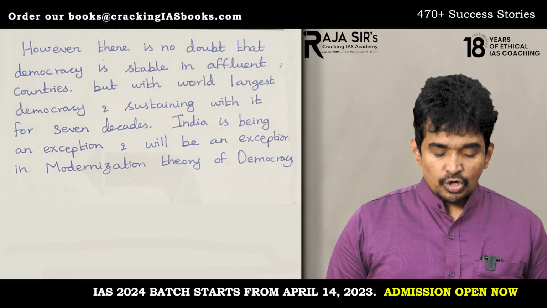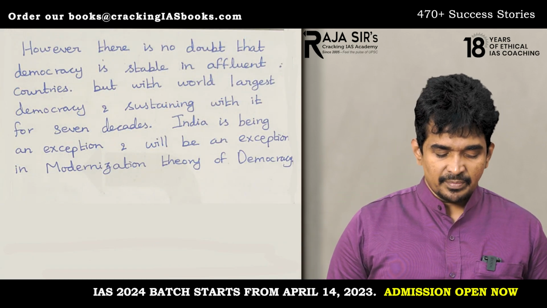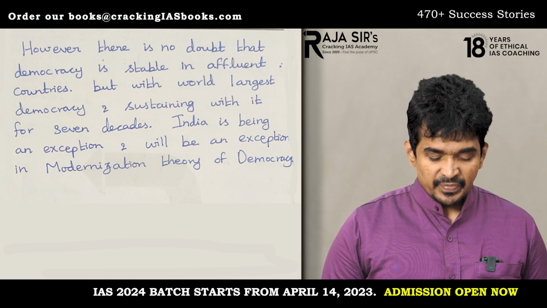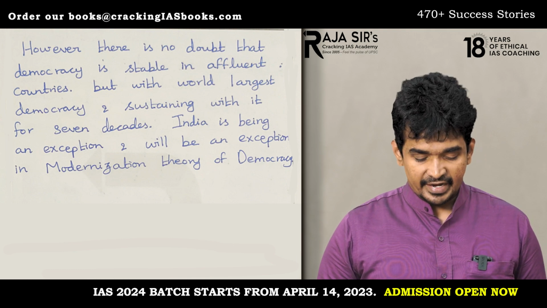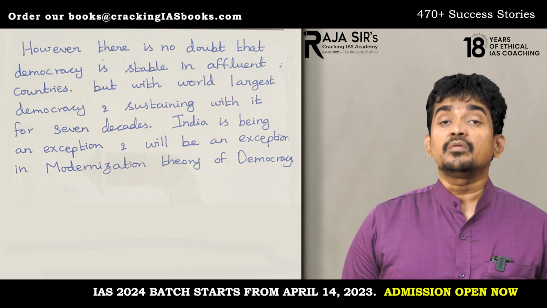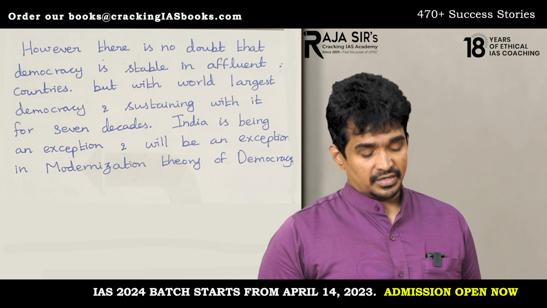However, there is no doubt that democracy is stable in affluent countries, but with world's largest democracy and sustaining with it for 7 decades, India is being an exception and will be an exception in modernization theory of democracy, right?